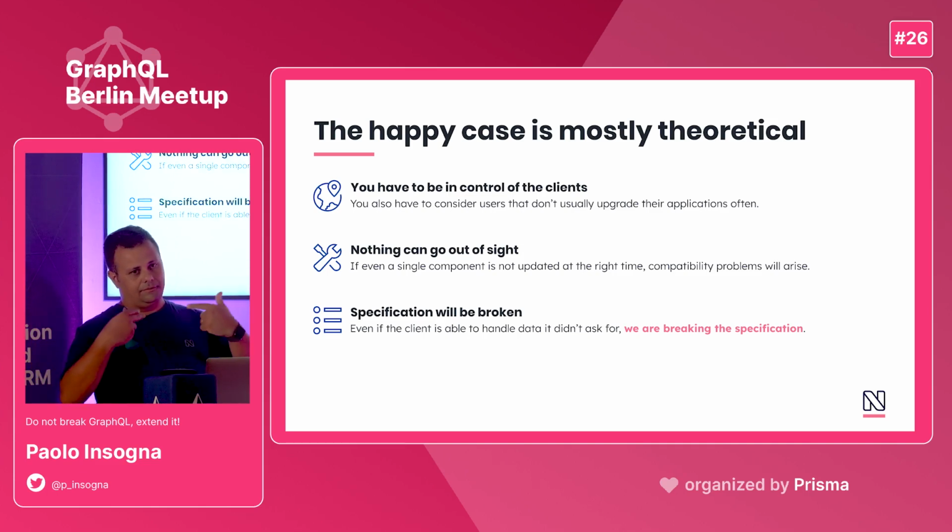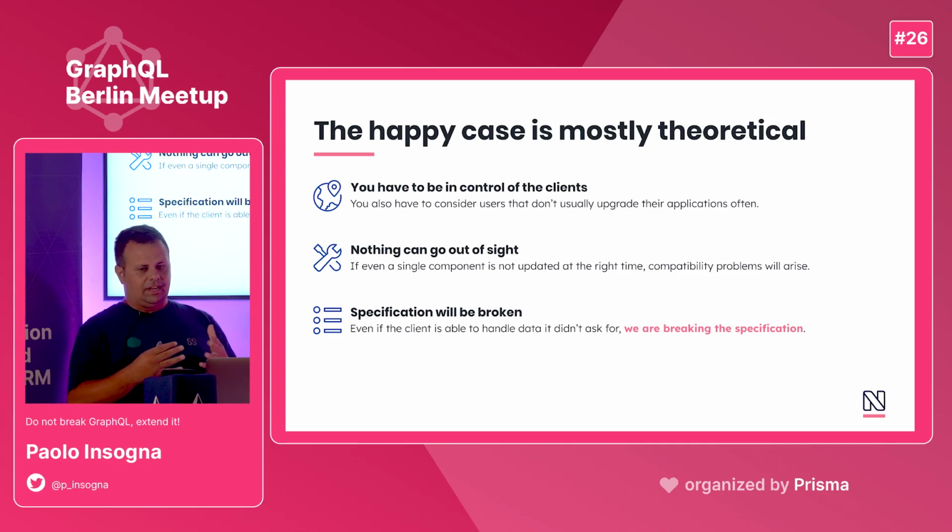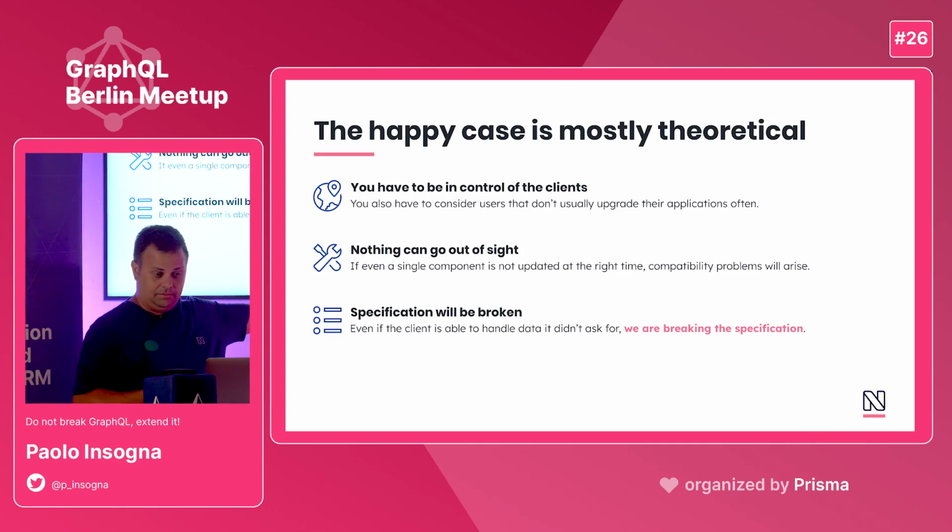They see a partial application, anything. Now, going further, since on the client we are mostly talking about JavaScript, which is a dynamic language, right? Even if the client is able to handle the data that they never asked for, somehow they are able to manage and handle that. There are no errors at all. We are breaking the specification.